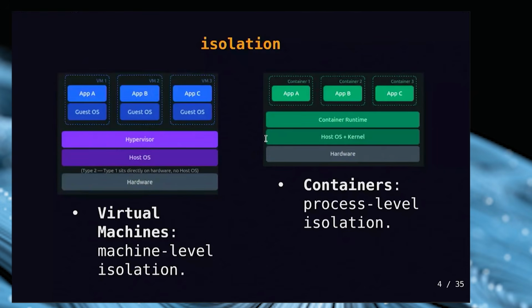Containers are process-level isolation. You have your hardware, your host operating system, the kernel, a container runtime, which maintains the container life cycles, and your applications. As you can tell, there are no guest operating systems. That's because containers share the same host operating system, which uses the kernel to create and maintain them. So again, virtual machines are machine-level isolation and containers are process-level isolation.